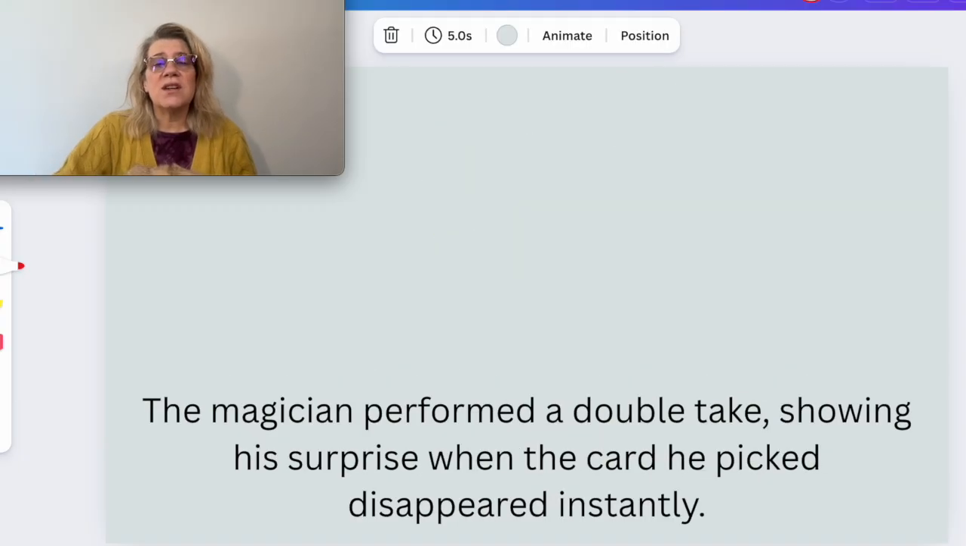The magician performed a double take, showing his surprise when the card he picked disappeared instantly. So a double take is when you look twice. What? And it shows surprise. I look at it and then I have to look again because I'm surprised by what I saw. I'm not sure the first time. I have to do a double take.